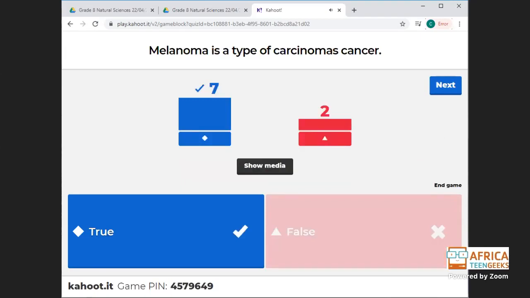Yeah, true. So guys, remember, this part here, the OMA part, right? The suffix, it usually indicates to us cancers, right? So if you see anything that ends with OMA, it's usually referring to a cancer or a tumor. Okay. So yes, melanoma is a type of carcinomatous cancer.